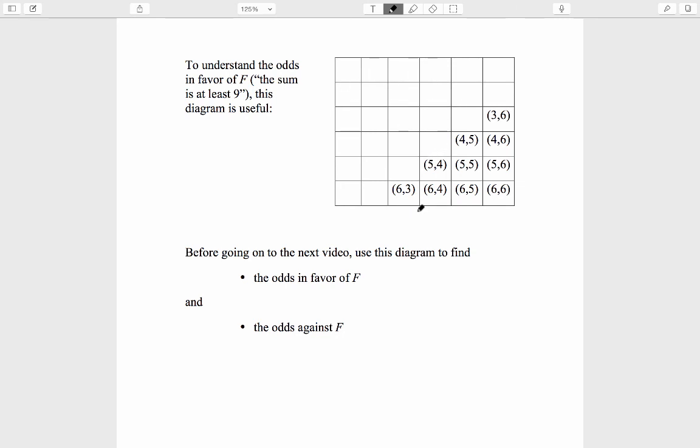We need 36 boxes, and 10 of them are already filled in with the outcomes that are in the event F. Stare at this a little bit, and think, before going on to the next video, what are the odds in favor of F? And what are the odds against F?